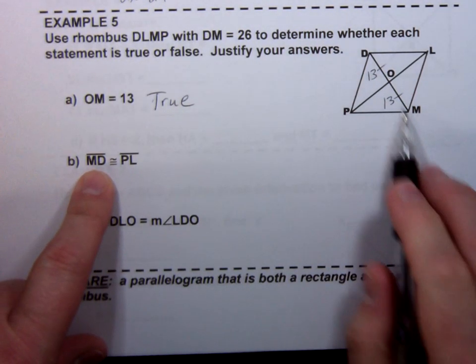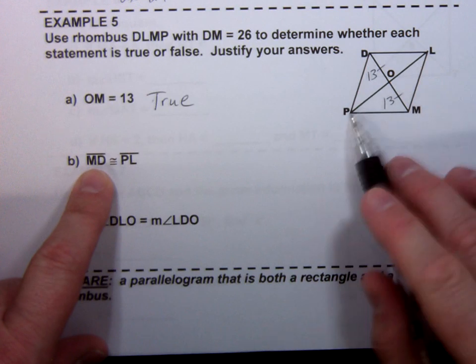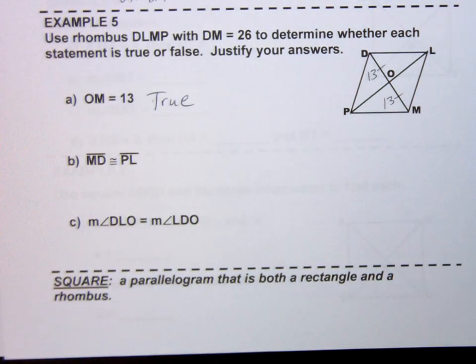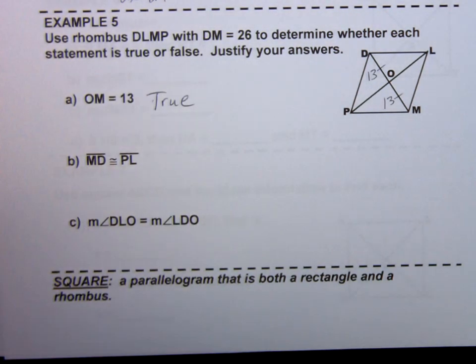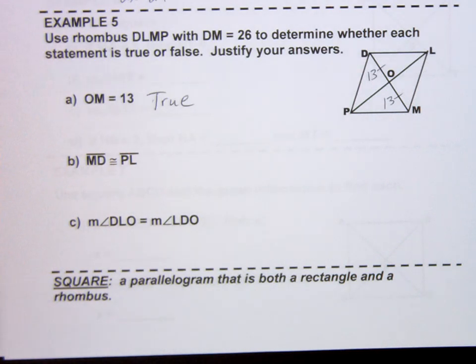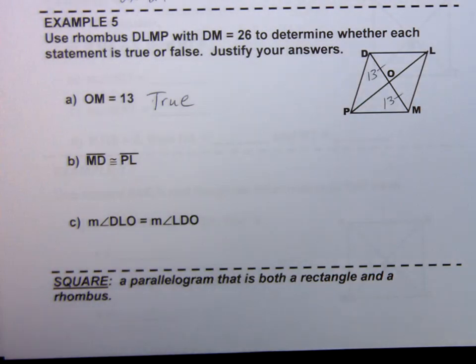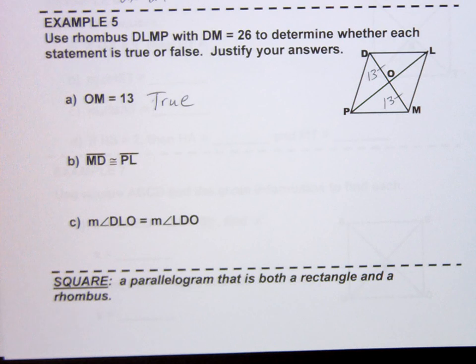Line segment MD is congruent to line segment PL. We do not know that these diagonals are congruent. We know that they bisect each other. We know that they bisect opposite angles. We know they intersect at right angles because they're perpendicular. We don't know that they're congruent.